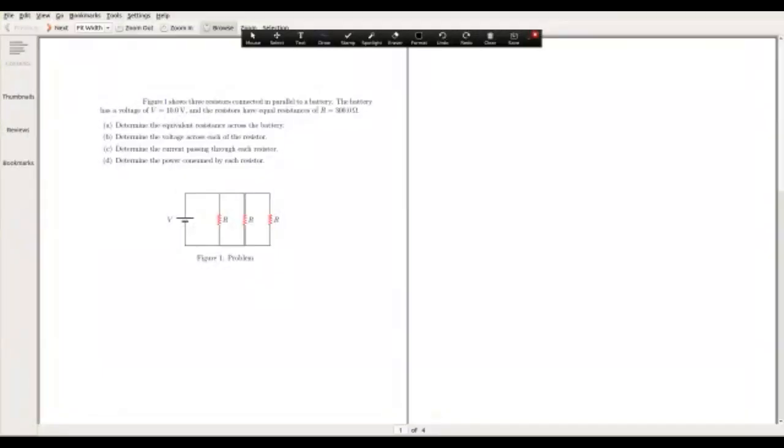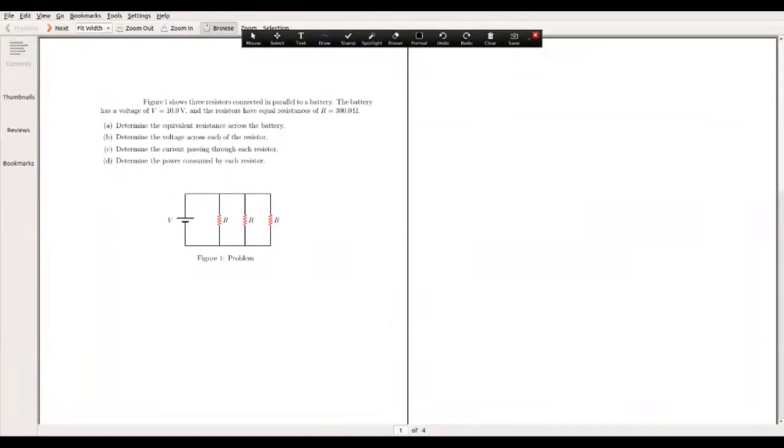This is a problem on resistors in parallel. It's slightly easier in the sense that all three resistors are the same. So from symmetry, we know that whatever happens in one of them will happen in the other resistors also. But let's follow through this discussion.